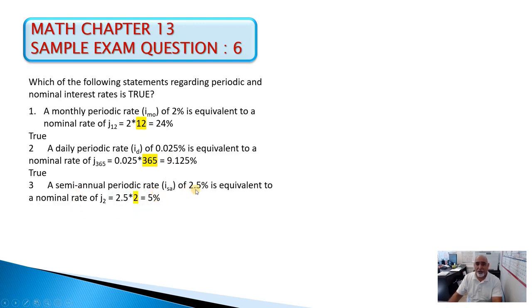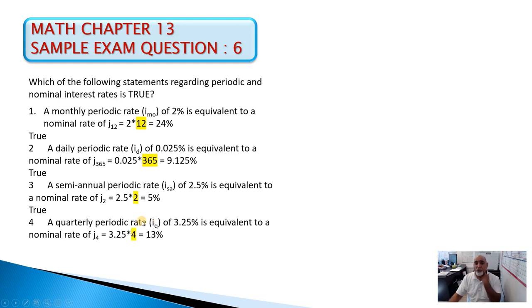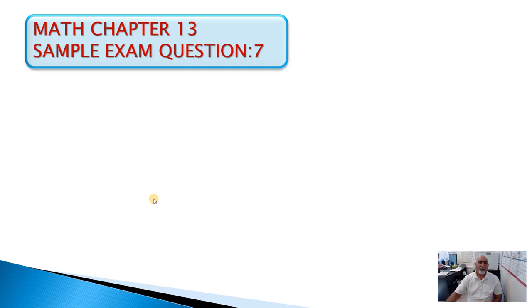Semi-annual periodic rate of 2.5. How do you get J2? You multiply by 2, you would get 5%. That's a true statement. A quarterly rate of 3.25, how do we make that into a J4? You multiply by 4, and that will get you J4. That's a true statement. Okay, question number 7.